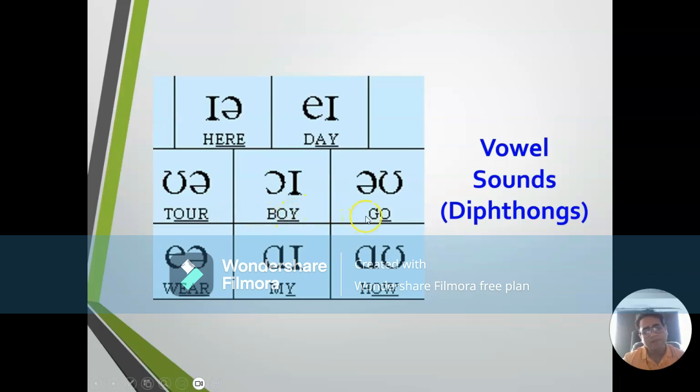Then the fifth one is the sound we use in go. Then the next one is the sound in wear. We must wear good clothes. Then we have the sound we use in my. And then the last one, which we say in how. As you can see, these diphthongs are basically the combination of two single vowels, that is two monophthongs.